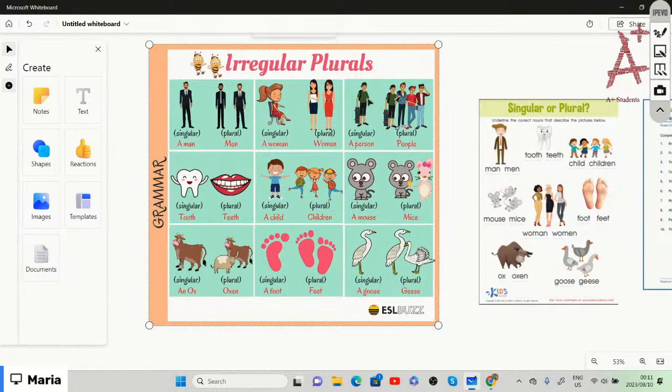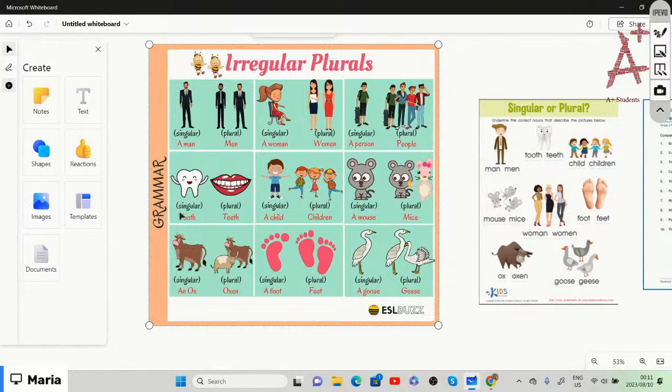Then we have one person. So we're referring to one person, but plural form. We don't say persons, we say people. So one person, but four people. Tooth, one tooth. I need to extract my tooth, which is one tooth. But if we make mention of more than one, then we say teeth.